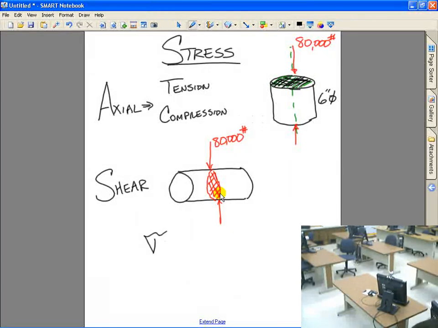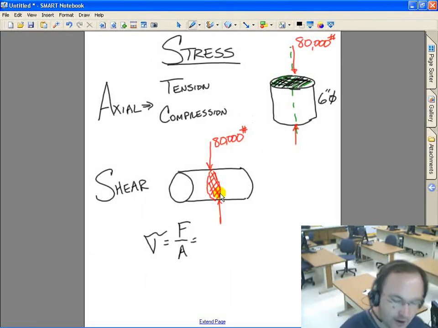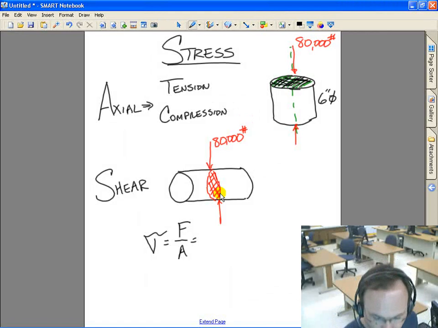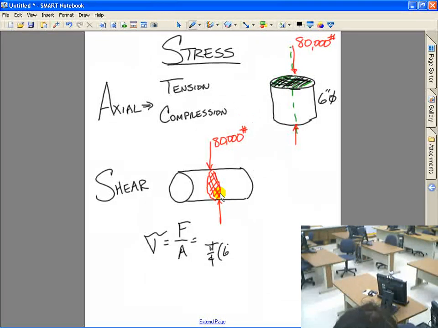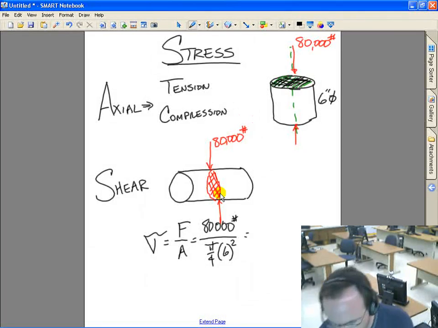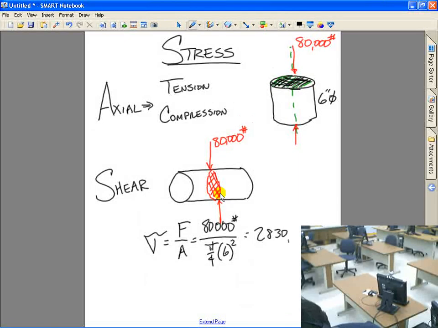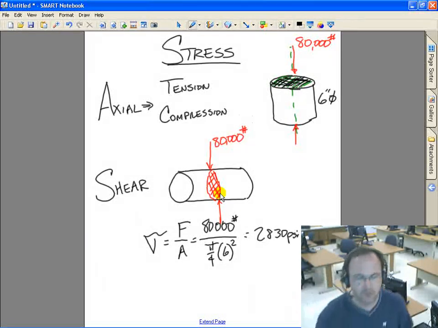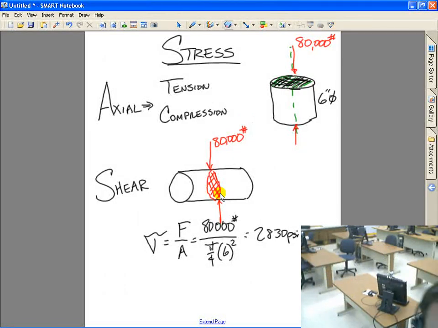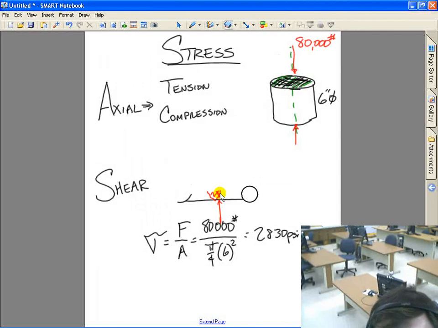Stress equals force over area. The area is the cross-sectional area through which that shear is acting. So this would once again be our pi over 4 times 6 inches squared. And our force would be once again 80,000 pounds. And we'd end up with 2830 psi in shear. That'd be our shear stress coming across that section. Let's look at something else a little bit more applicable.